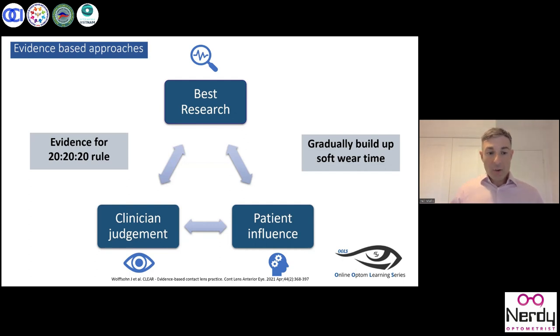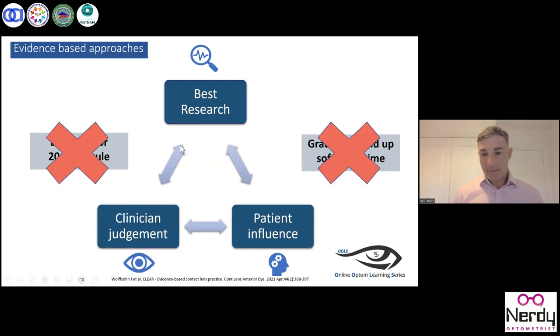So actually, if there's no evidence there, should we stop these? Well, actually, there is now evidence that you don't need to gradually build up wear time with modern soft lenses. So we can stop doing that if we wish. It might be still relevant for some patients, though, and certainly other lens types, such as rigid lenses, as an example.